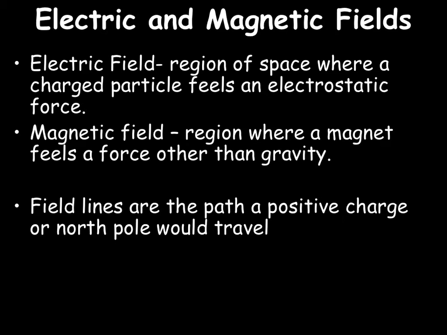Field lines are the direction a positive charge, or a north pole if it's a magnetic field, would travel if allowed to travel in this field, where they would tend to go. So a field line describes their journey. An electric field just says that's the region that something can be felt by an electric charge, or a magnetic field by a magnet.